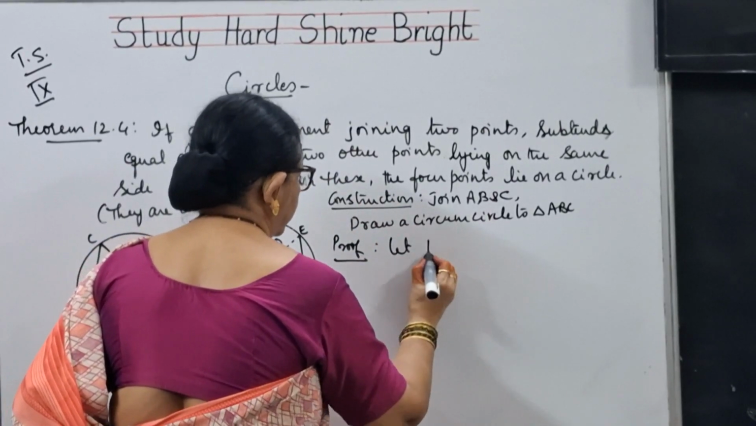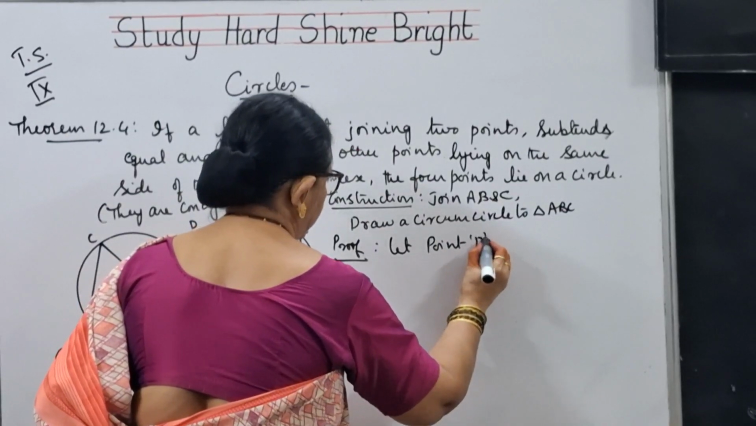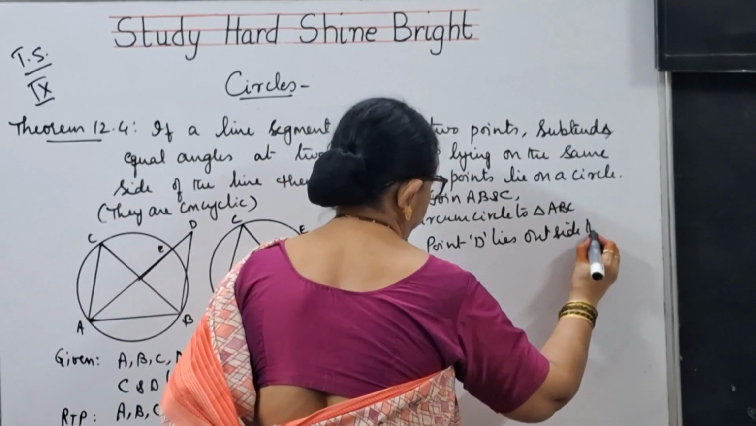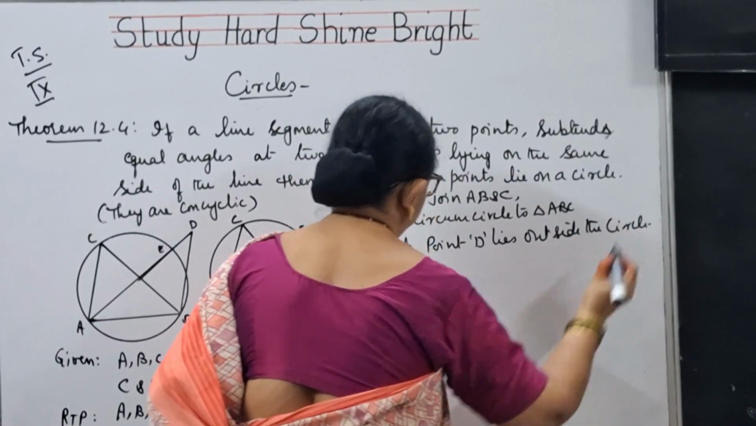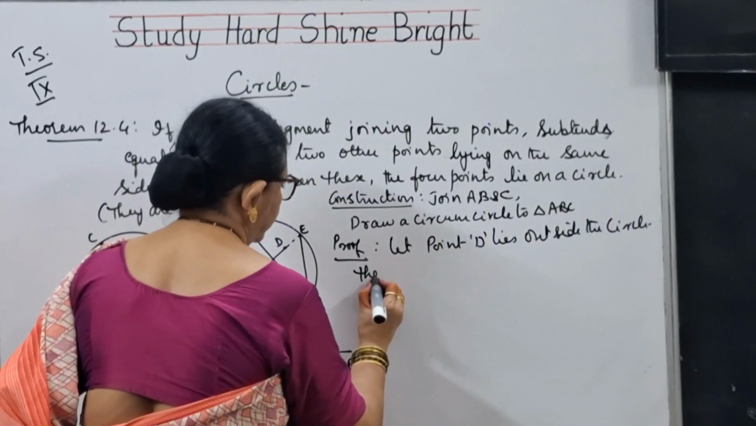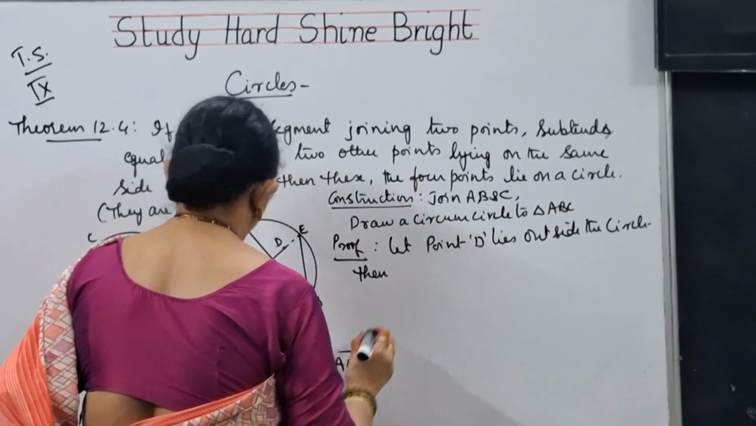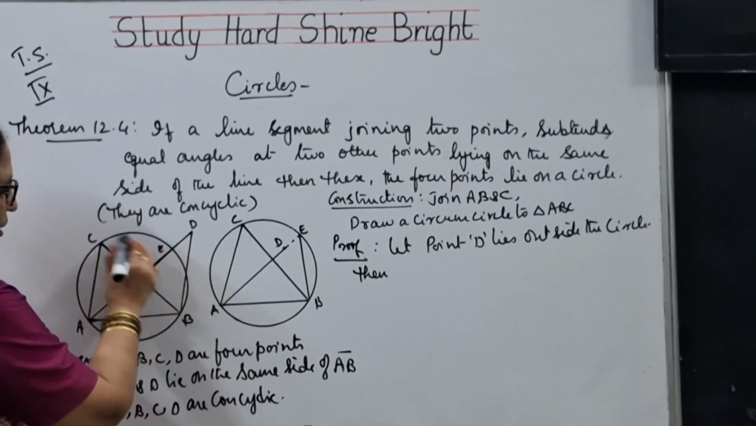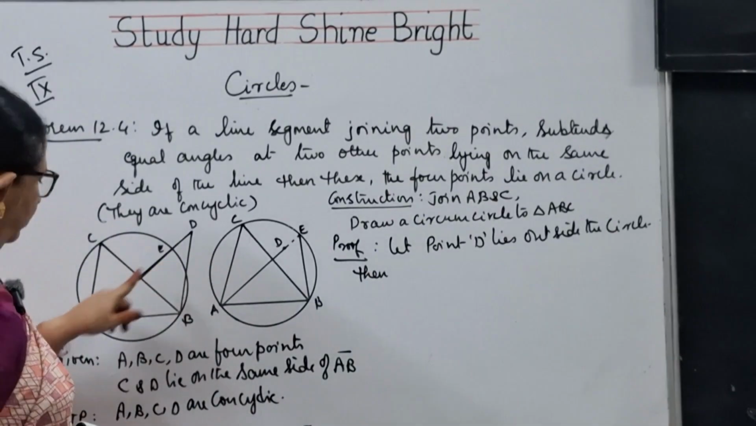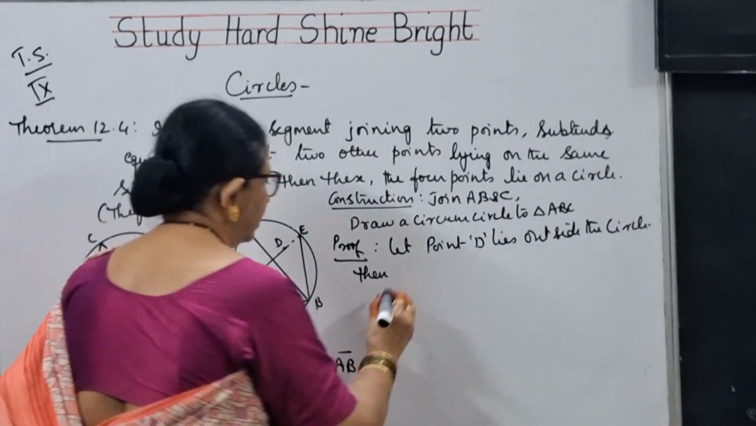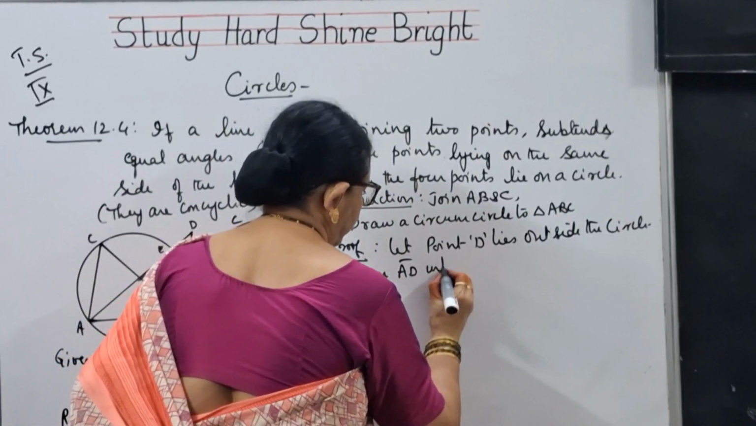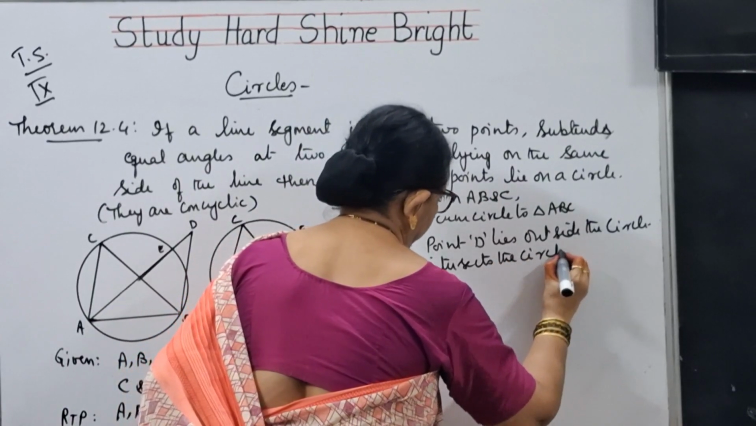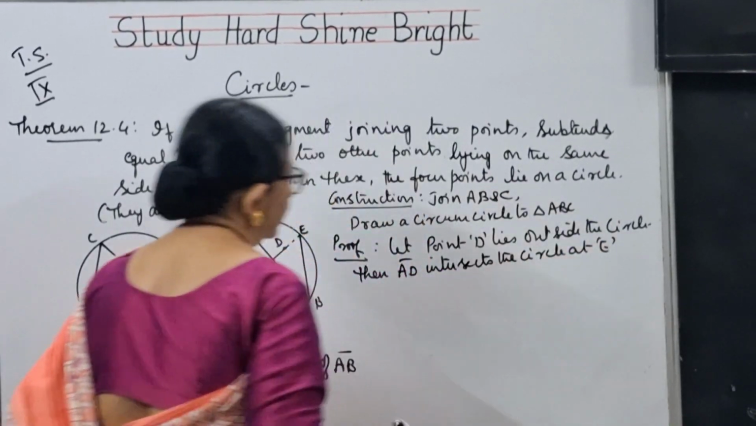Let point D lie outside the circle. Then, if point D lies outside the circle, AD intersects the circle at E. If you join AD, it intersects the circle at E.